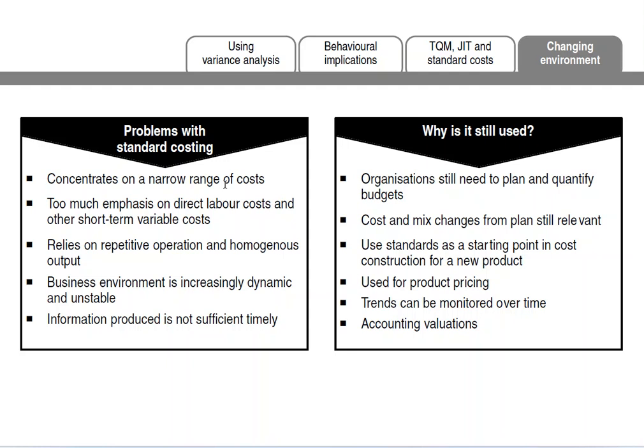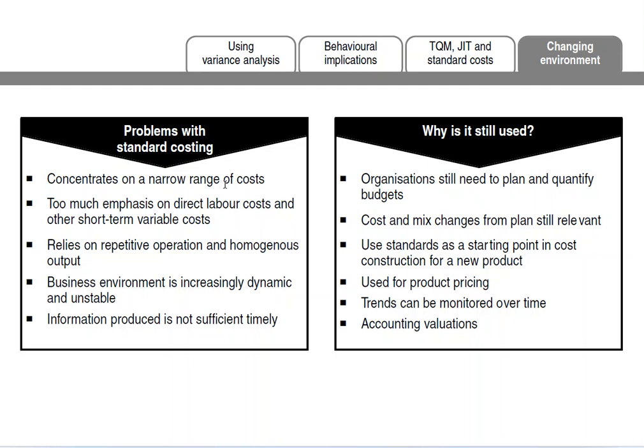Cost and mix changes from plans still relevant. I don't know what that means. Use standards as starting point and cost construction for new product. Using standard costing, we can find the cost of a product. Like in target costing, we find the selling price, we minus a profit from it. It gives us a target cost. And then we look at the specification of that product, and looking at that, we can establish some form of a standard cost. Used for product pricing, like it said here.